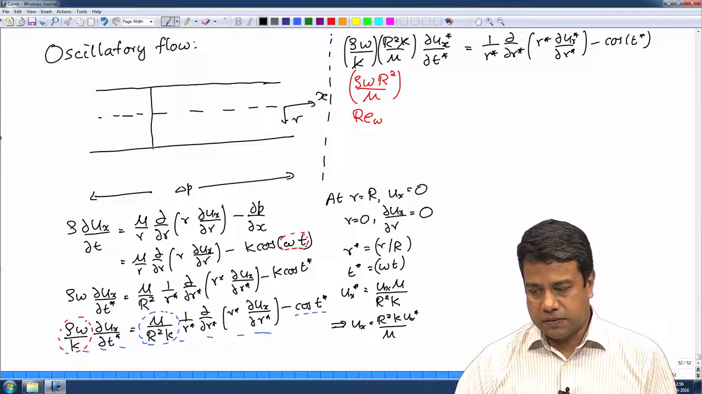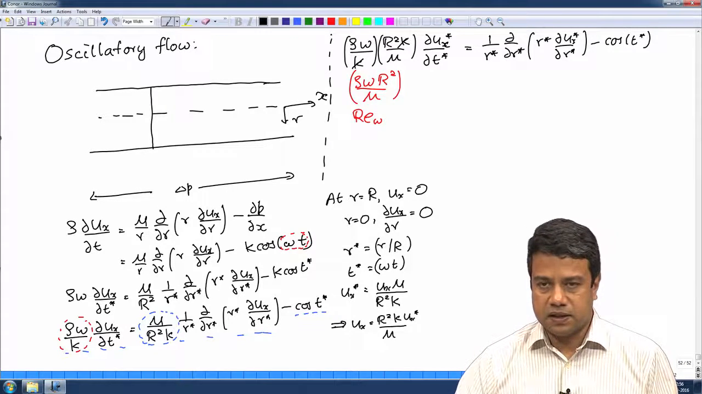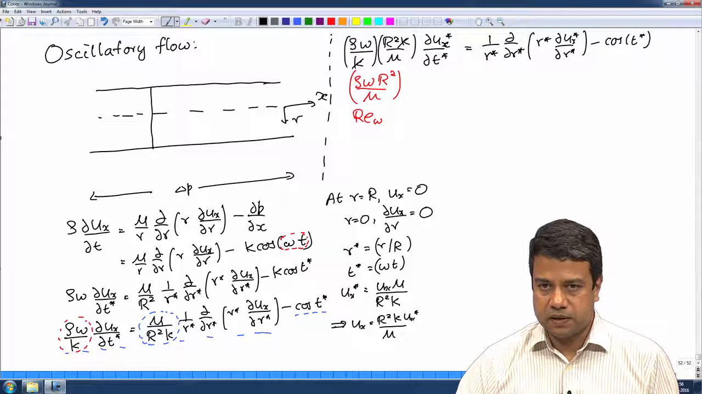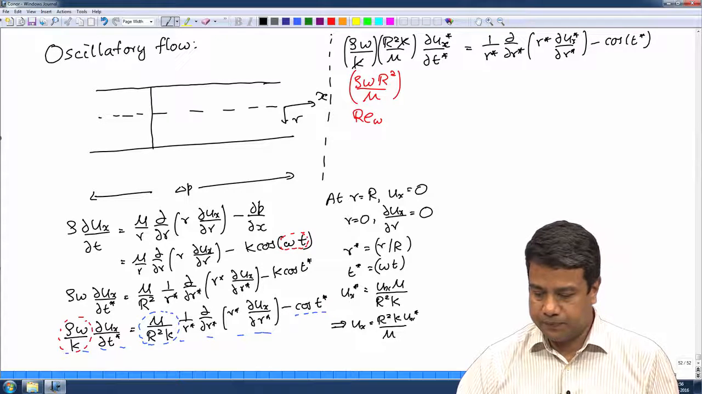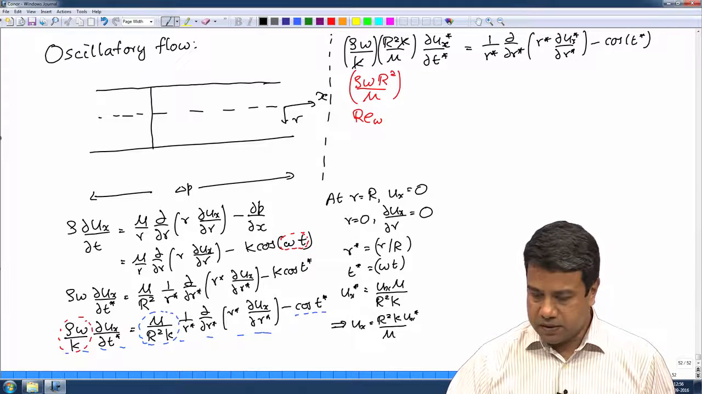So this is the conservation equation, which contains just one dimensionless parameter, a Reynolds number based upon the frequency of oscillations and the radius of the pipe. Now, how do we solve this equation?